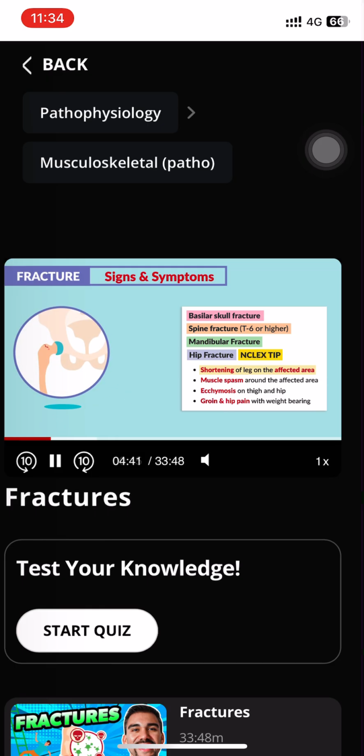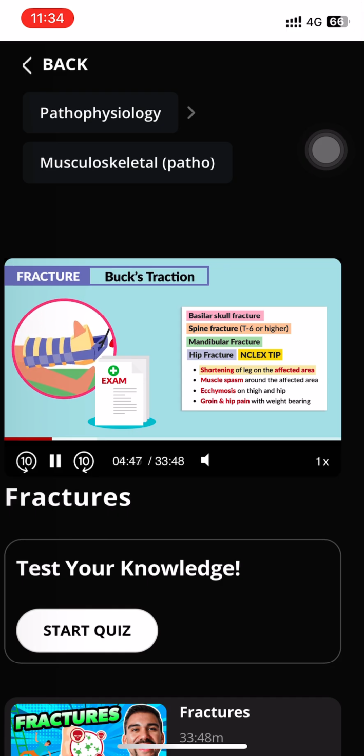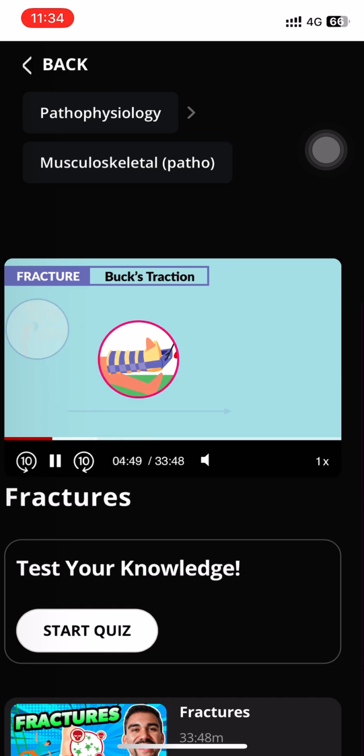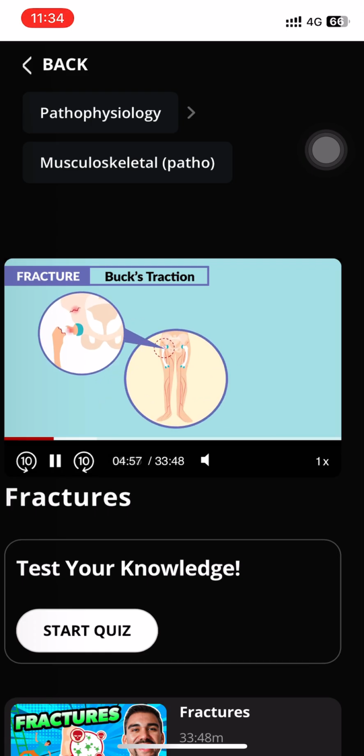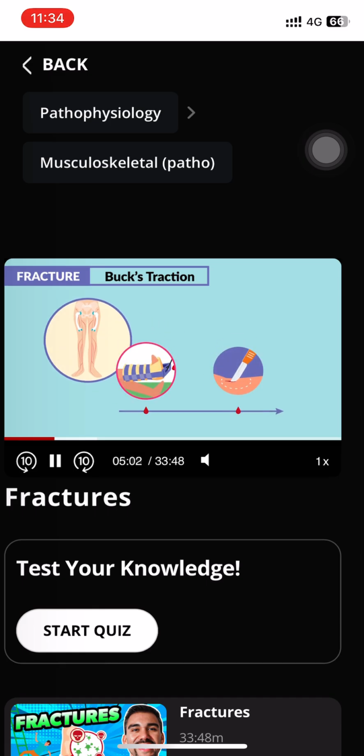Now, speaking of hip fractures, there's a lot of exam questions on how to treat a hip fracture. A big one is the Buck's traction, so pay attention here. This is used short-term before surgery to realign bones in the hip and femur fractures, where the bones are displaced and we typically see one leg shorter than the other. So this traction pulls back into place the bone that's displaced.